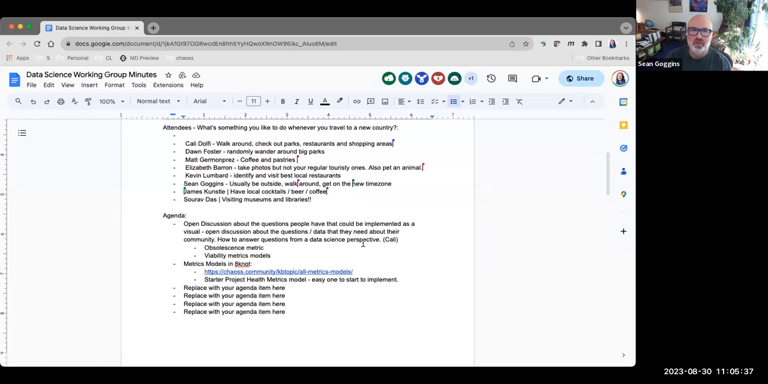From my perspective, having more tools that visualize our metrics models would be good. I think ways of doing comparisons between repos and dashboards are helpful. So those are my two thoughts.